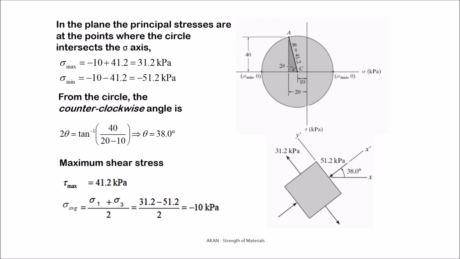So what about the maximum shear stress? We know that it corresponds to this point. And in this point, the maximum shear stress equals the radius, so tau max is 41, and in this point the sigma value is the average normal stress. That's the location of the center. There you have minus 10.